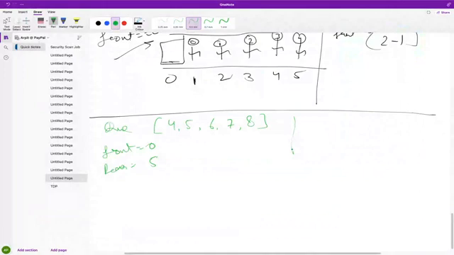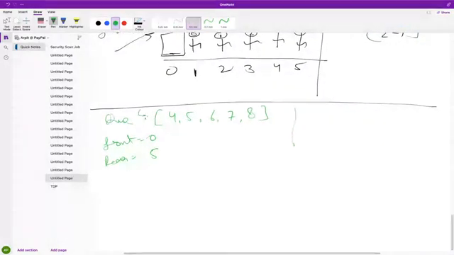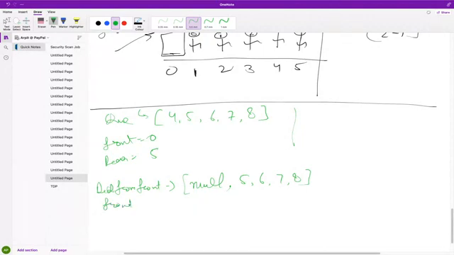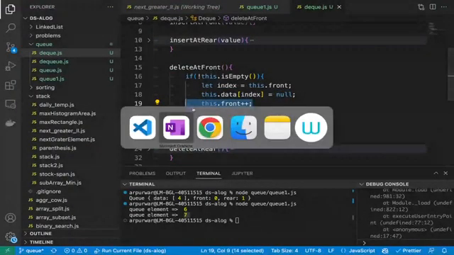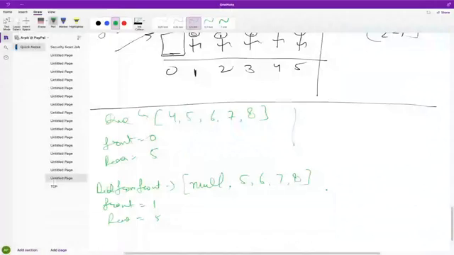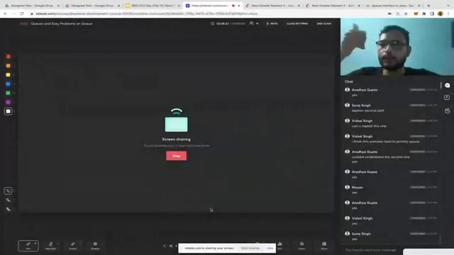Okay. Now do the deletion from front. So DQ from front. What is the code you have written? You go to the front position, put the null there, and increase your front to 1. Correct? That's the code you have written. Go to the front position, put the null there, and then front plus plus. Everyone agrees with that?